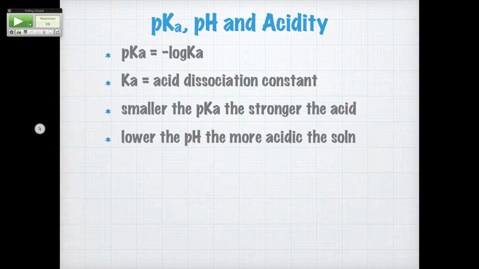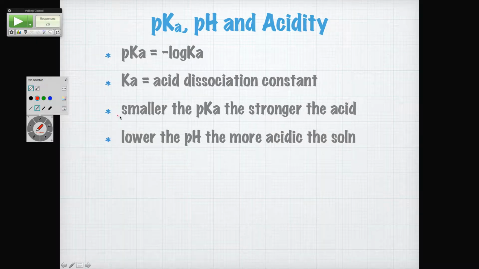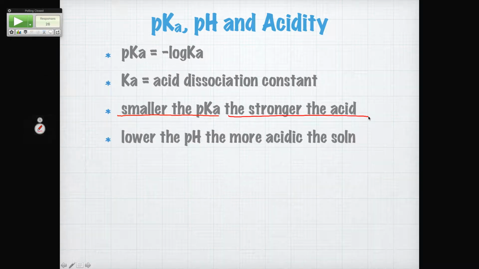Okay, remember that pKa is the negative log of the Ka, and Ka is the acid dissociation constant. And you write the little expression, this times this over this concentration times this, all that, okay? Now, what you need to remember from all that, from back in the day, is the smaller the pKa, the stronger the acid. That's what you got to remember. Okay? And the lower the pH, the more acidic the solution.